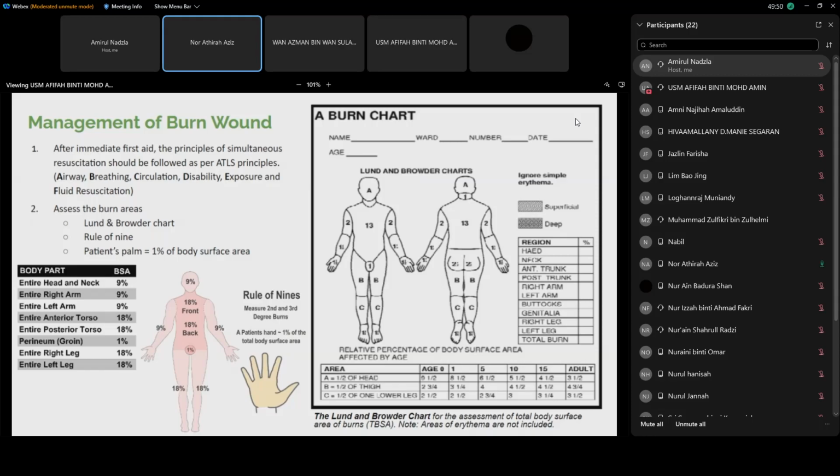So we count that the patient's palm is equivalent to 1% of body surface area, and the entire head and neck is 9% of the body surface area. The entire right arm and the entire left arm are 9% each, and the entire right leg and entire left leg are 18% each. And the groin area is 1%.